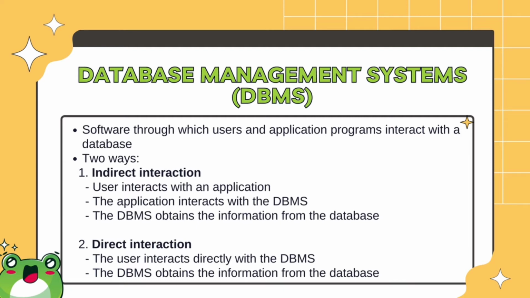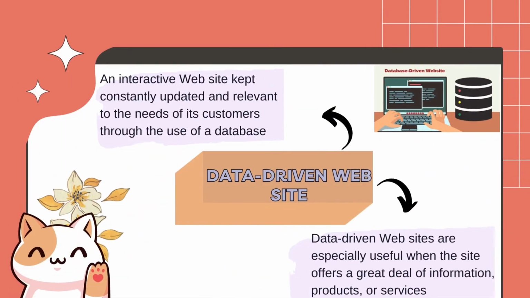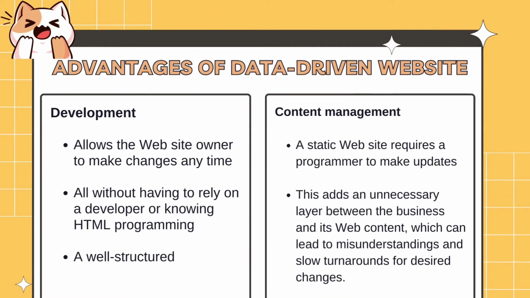The users can interact directly with the DBMS, and the DBMS will obtain the information from the database. A data-driven website is an interactive website kept constantly updated and relevant to the needs of its customers through the use of a database. Data-driven websites are especially useful when the site offers a great deal of information, products, or services. There are 7 advantages of a data-driven website.